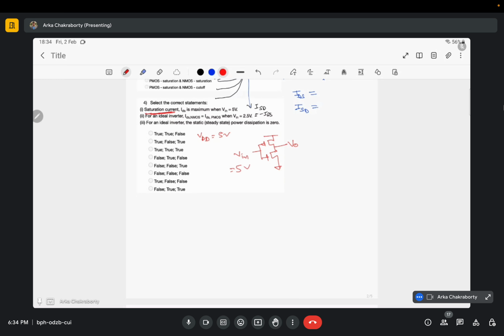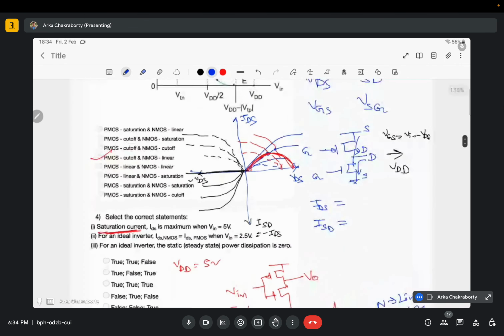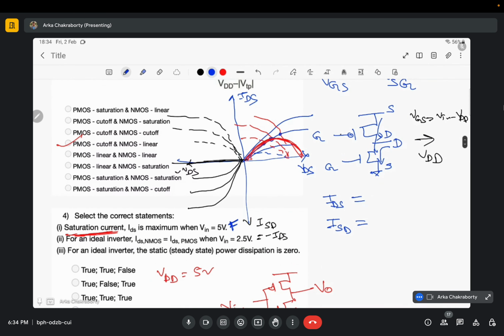Okay, see, when my Vin is equal to 5 volt, I am around this region of operation. Here my NMOS is in linear region and PMOS is in cutoff region. So my device doesn't have any saturation current. So saturation current cannot be maximum here. So it is false. Okay, this is false. Understood? Hope it's clear, right?